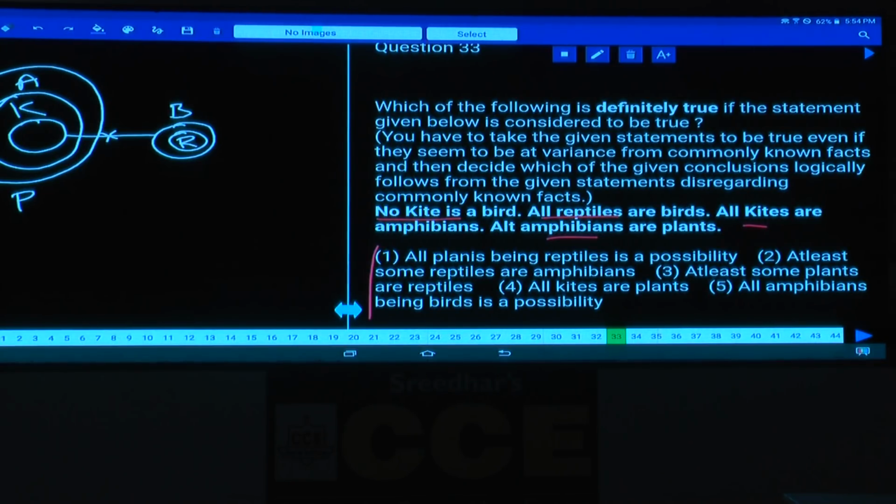Now in total how many statements do we have? We have 4 statements. Then what is the first conclusion? All plants are reptiles is a possibility. All plants are reptiles, is it possible?